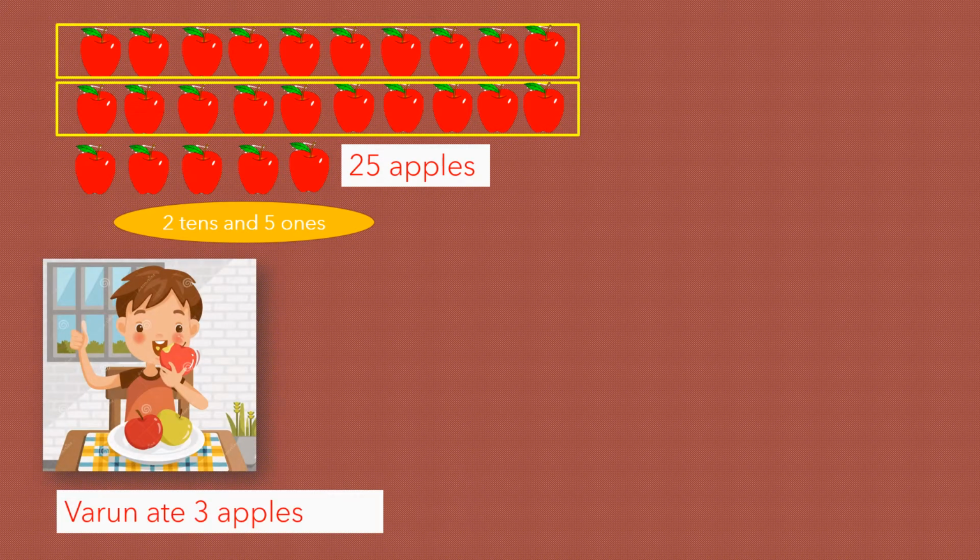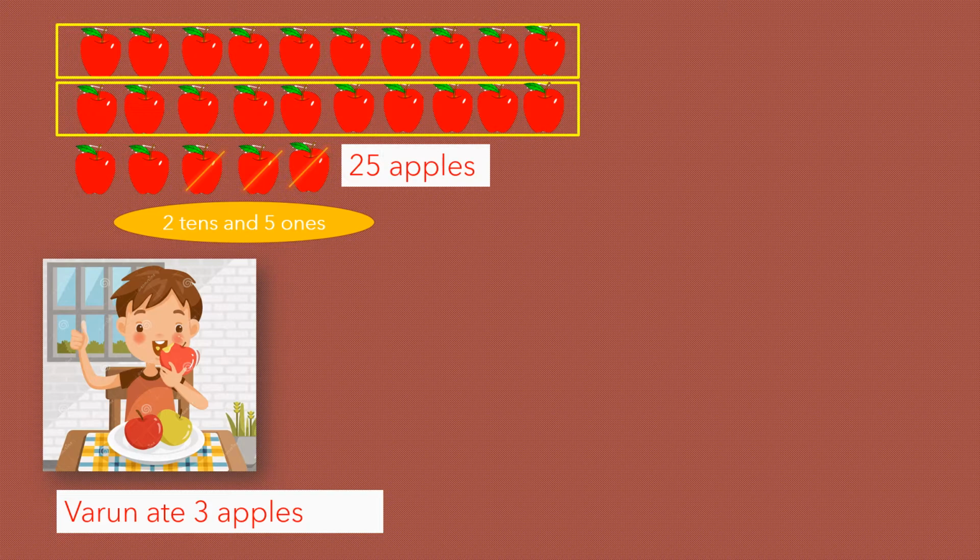Now Varun ate 3 apples. Let's find out how many apples would be left that are not eaten. Let's cross out the first apple, second, and then third. These 3 apples are eaten by Varun. We see that 22 apples are left.